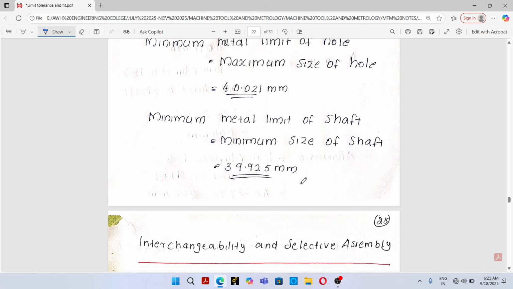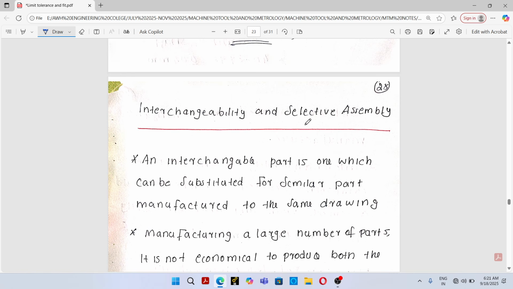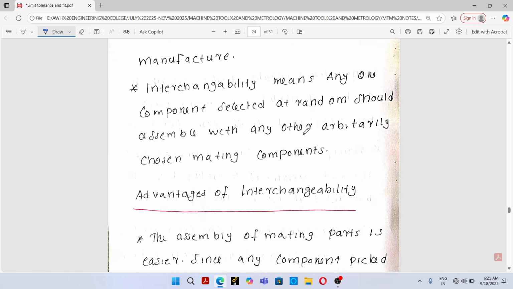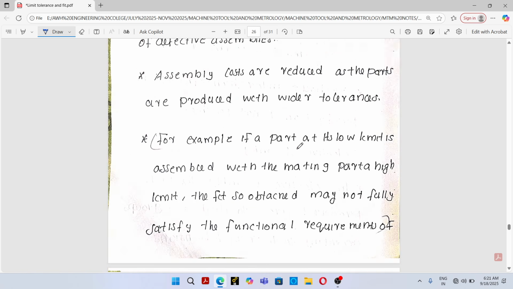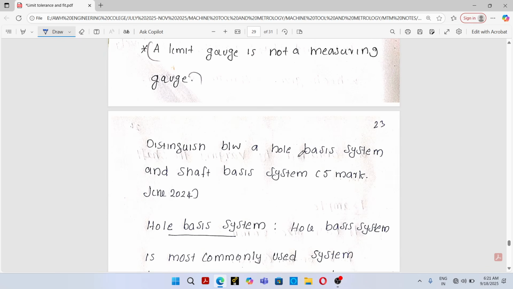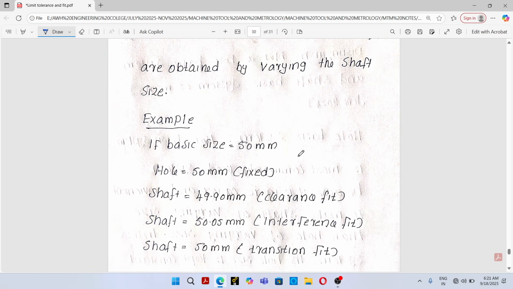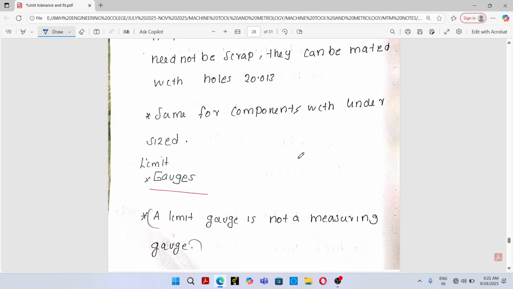Okay. In the next video we can discuss interchangeability and selective assembly, then the concept of hole based system and shaft based system. This is also likely to be asked in the exam. Okay, thank you.